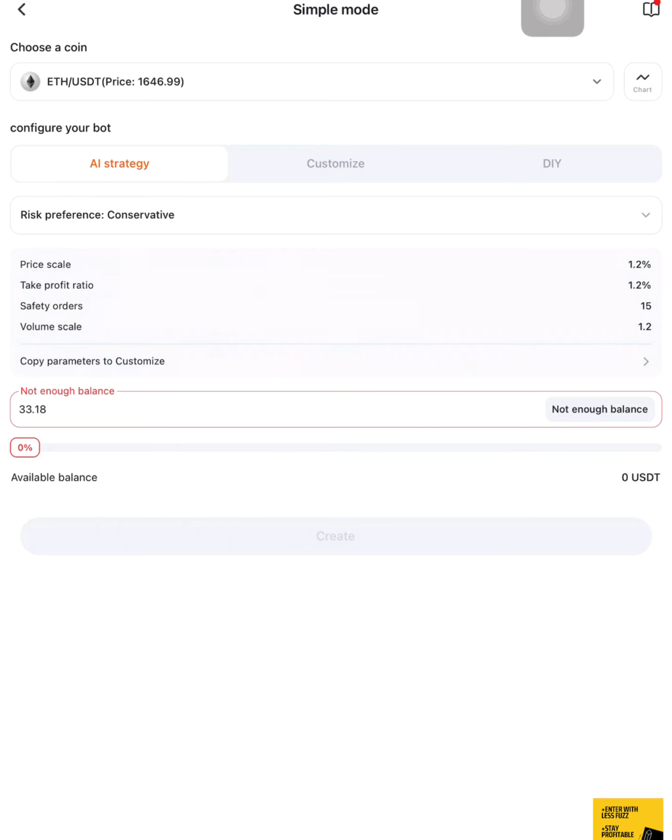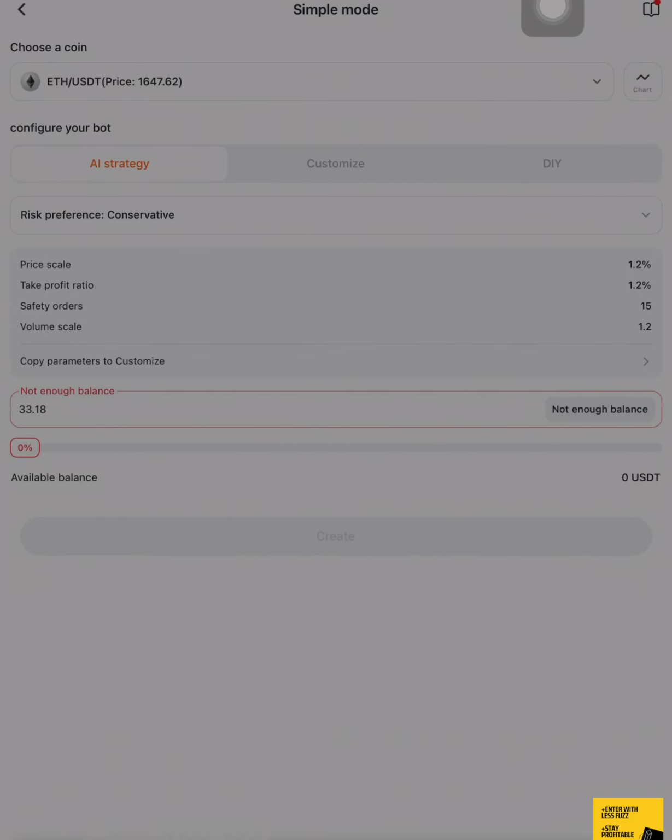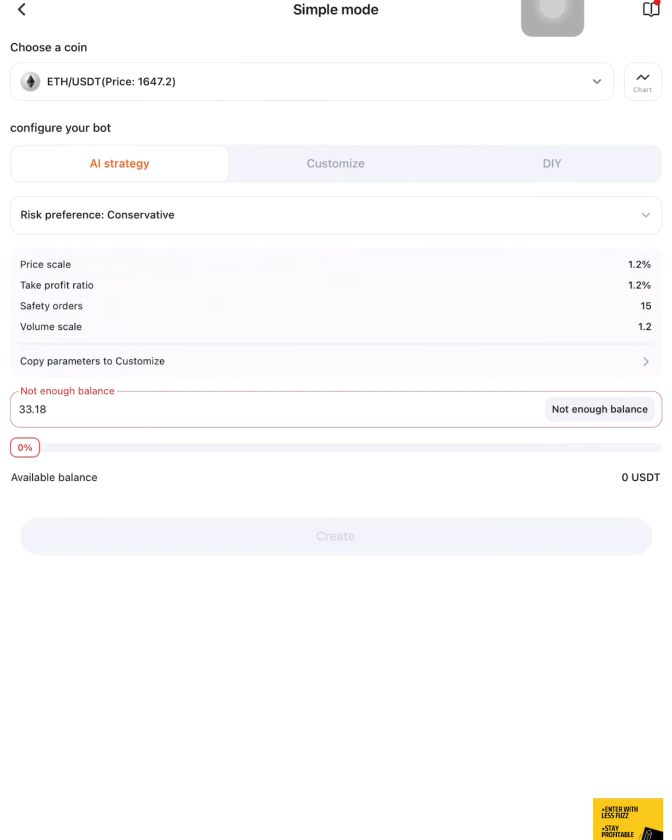If you note the differences between the balanced and the conservative, in the conservative the safety order number is 15, but in the balanced the safety order number is 8. And in the balanced, the volume scale is 1.5, and in the conservative, it's 1.2. So what is this?